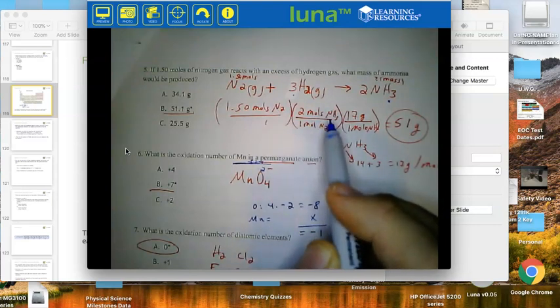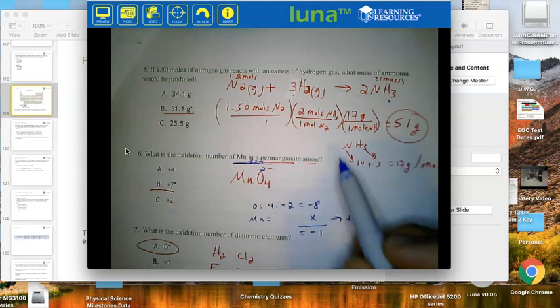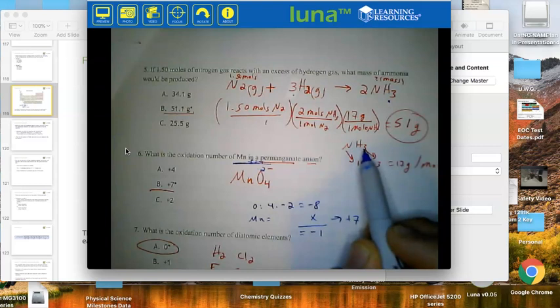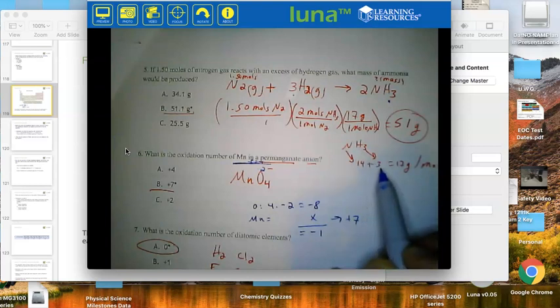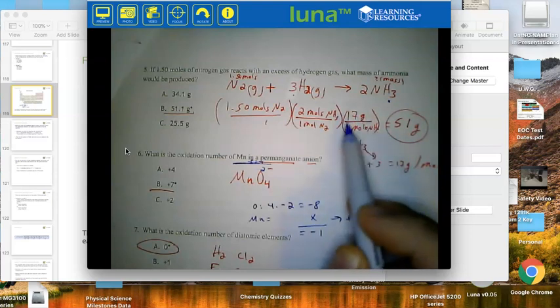Okay, and then my next step is to go from moles of ammonia to mass of ammonia using molar mass. So I add up the average atomic mass for nitrogen, which is 14, and for hydrogen it's 1 per atom, and there are 3 atoms, so it's plus 3. I add that together to get 17 grams per mole for the molar mass, and that's my conversion factor that I use here.